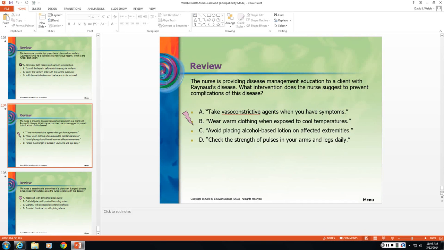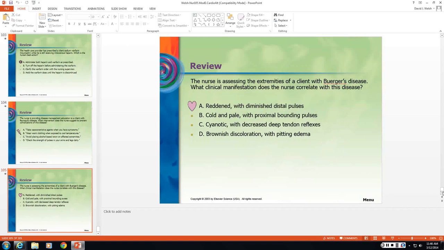The nurse is providing disease management education to a client with Raynaud's disease. Which intervention does the nurse suggest to prevent complications of this disease? Is it A, take vasoconstrictive agents when you have symptoms? Is it B, wear warm clothing when exposed to cool temperatures? Is it C, avoid placing alcohol-based lotion on affected extremities? Or is it D, check the strength of your pulses in your arms and legs daily? Remember, you want to prevent complications, so you're going to wear warm clothing when exposed to cool temperatures.